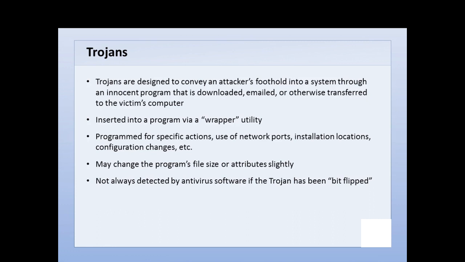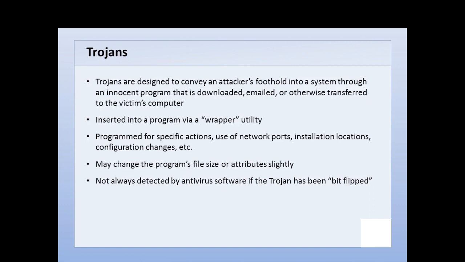Now, this wrapper utility also programs this Trojan, the attacker programs it, to take specific actions, to use specific network ports and protocols, to install itself in a particular place, to go stealthy, to change the configuration, if you will, so that it can't be detected. Now, these Trojans may change their host program's file size or attributes just slightly, almost so they're not detectable.